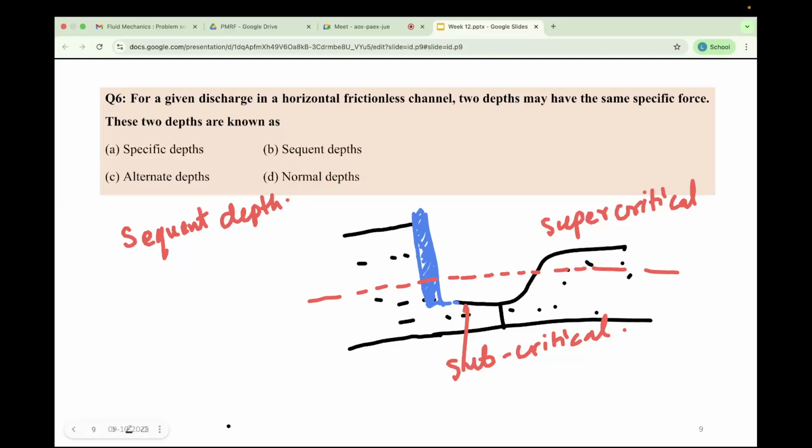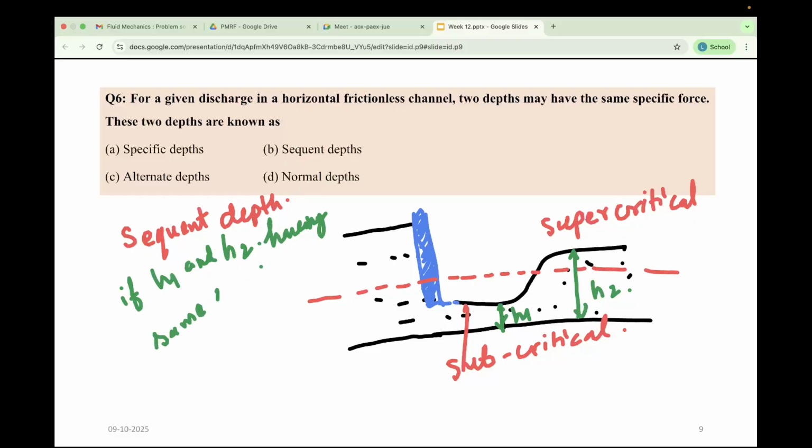Say I take this height and another height is this one. This is h1 and this is h2. So if h1 and h2, if these are two heights having the same specific force.